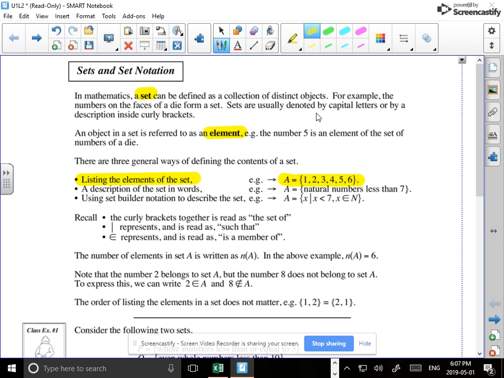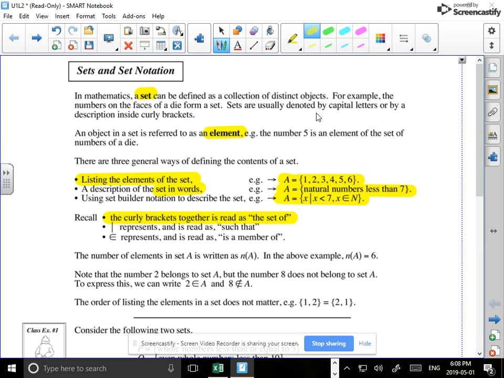A description of the set in words would be A is equal to the natural numbers less than 7. Remember, natural numbers are counting numbers, so we don't start those with 0, we start those with 1. So that's words. Or using set builder notation to describe the set, which is probably the most unfamiliar one. {x | x < 7, x ∈ ℕ}. Curly brackets together are read as "the set of."